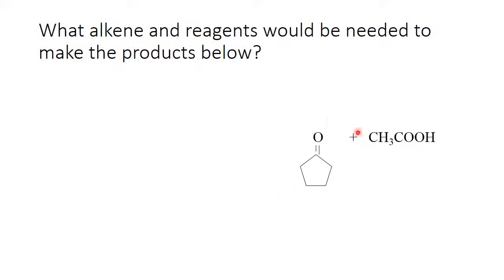What alkene and reagents would be needed to make these products below? Well, if you look at these two products, you can see they came from some kind of cleavage. If I look, it makes a carboxylic acid here. So I know the reagent. To make a carboxylic acid, you can't use ozone and zinc. What you have to have had was potassium permanganate.